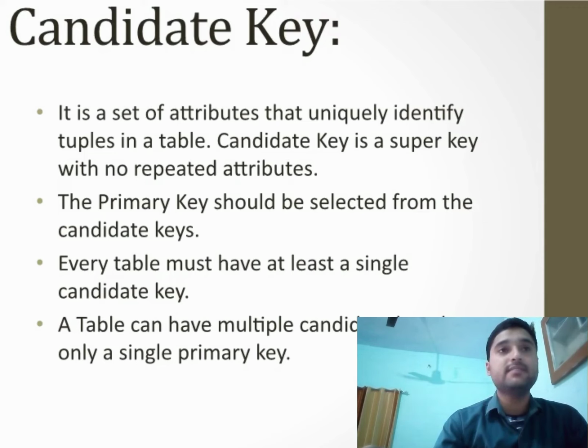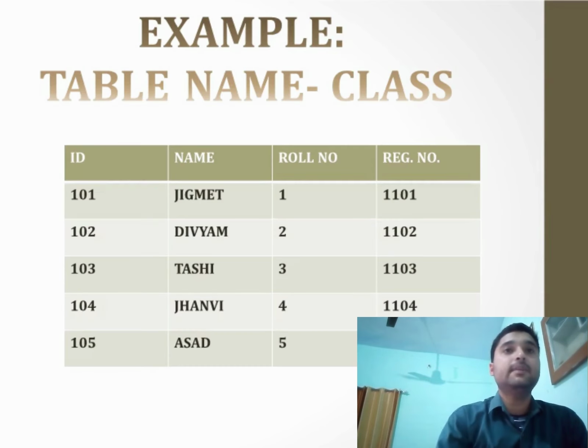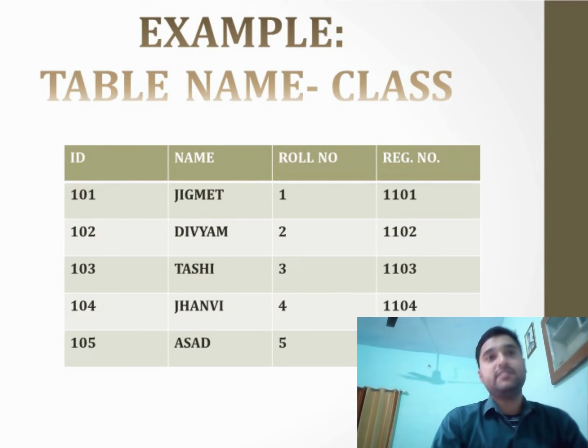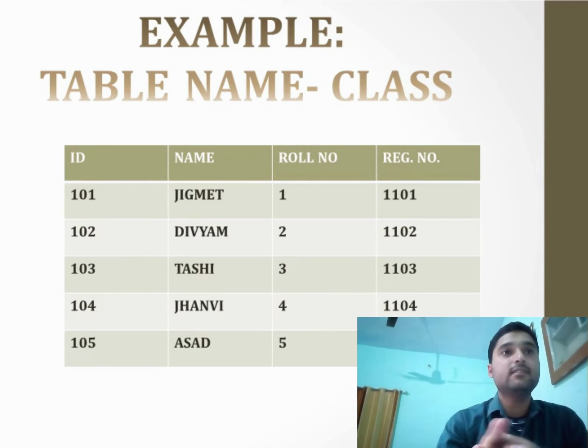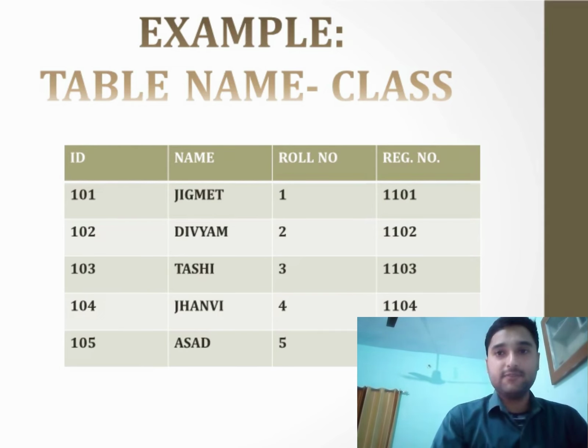Okay, so here is the example. We have a table named class. We have ID, and the next ones are name, roll number and registration number. In this we have three candidate keys. The first one is ID, the second one is roll number, and the last one is registration number. So now you can understand that the keys which can be converted into the primary key are called candidate keys.